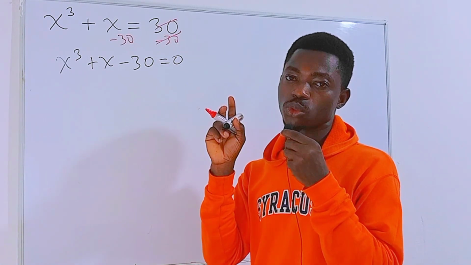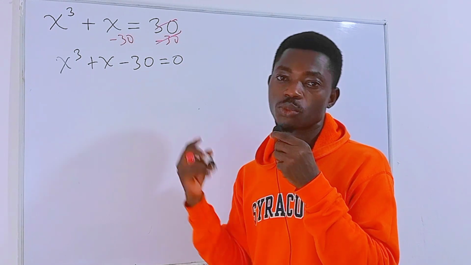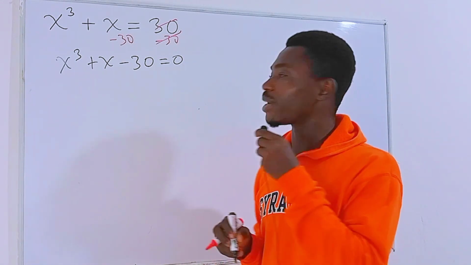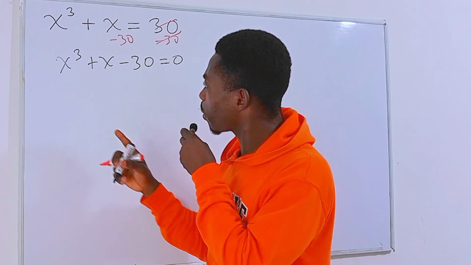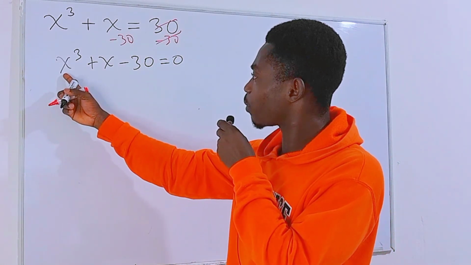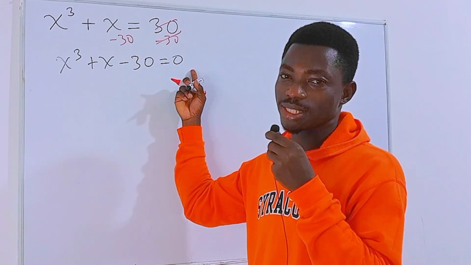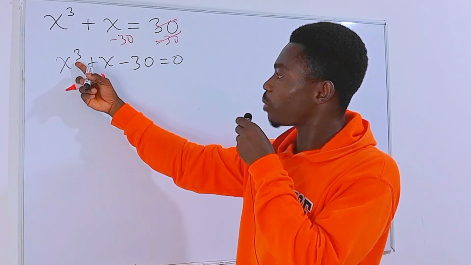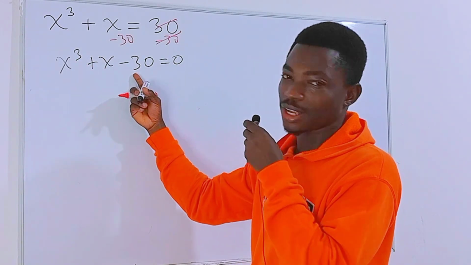Actually, we have two ways to do that, and I'm going to show you both ways in this video. Let's begin with the first one. With the first one, we want to find any value of x that, if we put it in this equation, gives 0. Now we have x to the third power plus x, then negative 30.